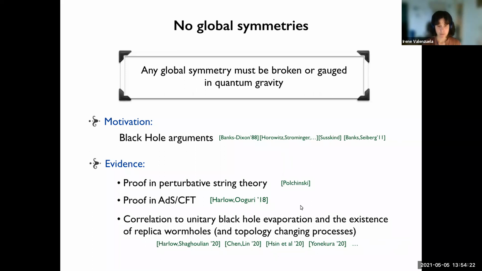Okay, so on one hand, I agree, we need to prove it in a consistent framework like string theory and AdS/CFT, but it would be nice also to understand from a bottom-up perspective why this is not possible and how to connect it with this topology change.